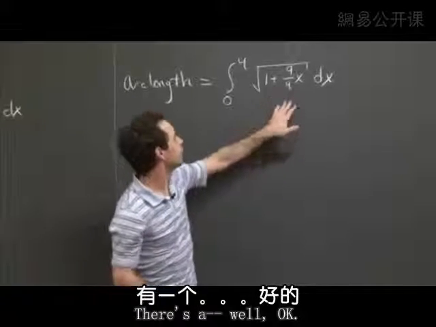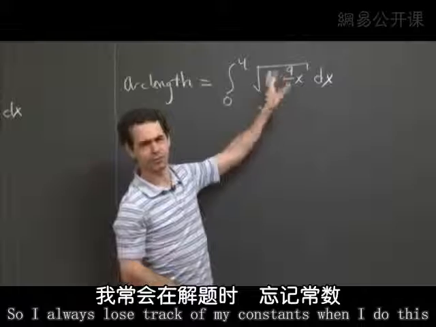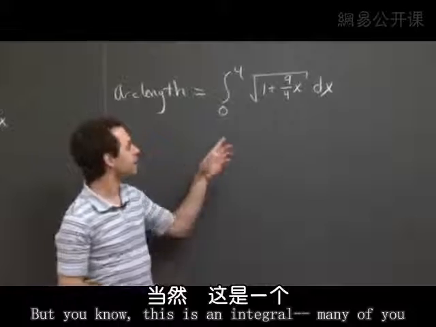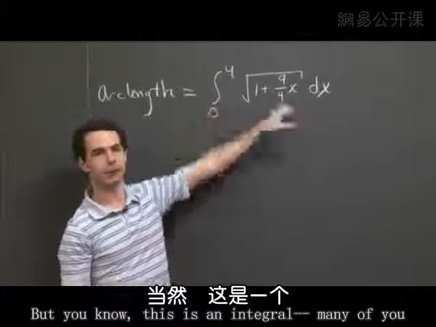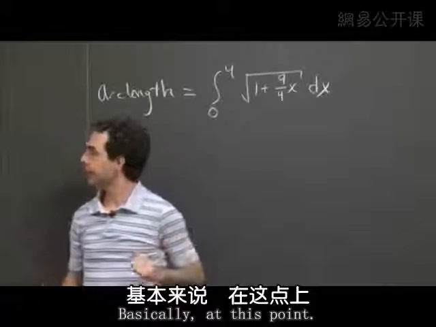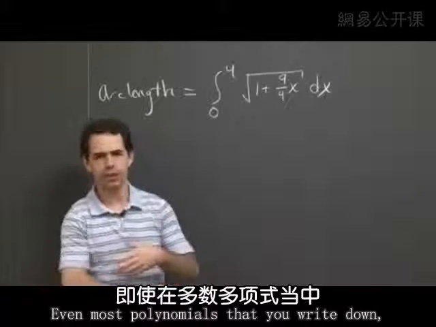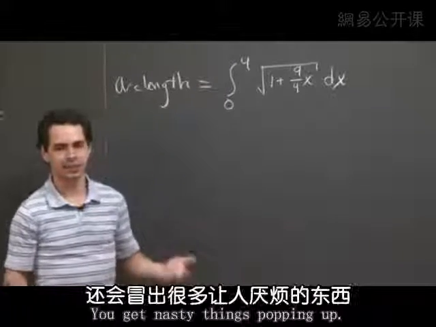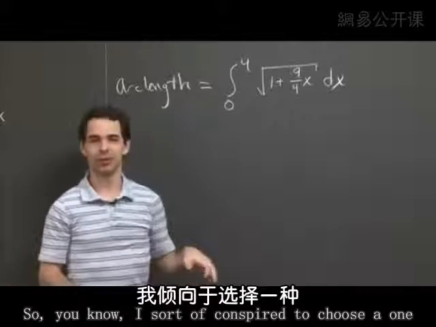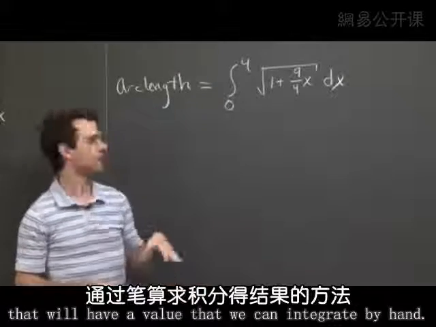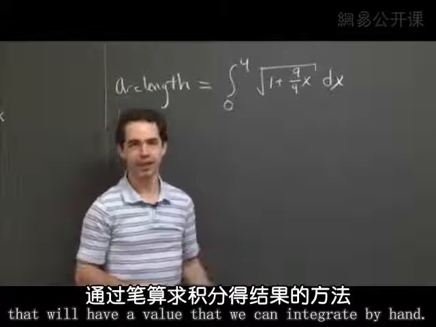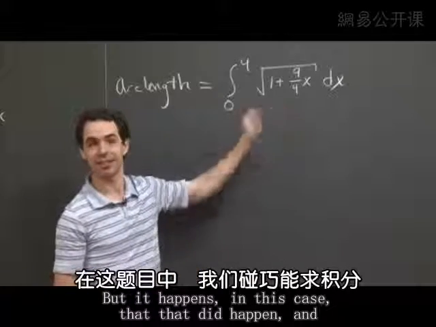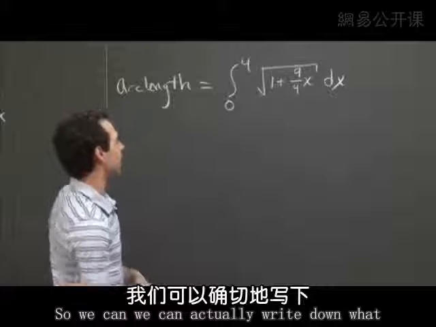I always lose track of my constants when I do this, so I'm going to do an extra substitution, and then it'll be really easy. Many of you can probably do this one in your heads at this point. This is unusual. Even for most polynomials that you write down, computing their arc length is really hard. You get nasty things popping up. So I sort of conspired to choose one that we can integrate by hand, without resorting to any numerical method. So we can actually write down what this arc length is.